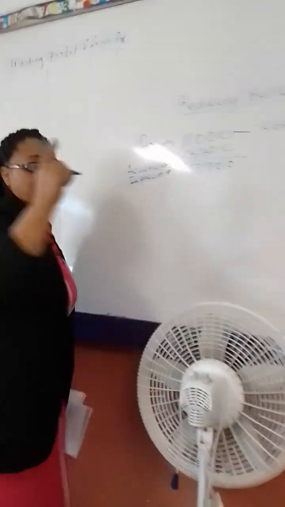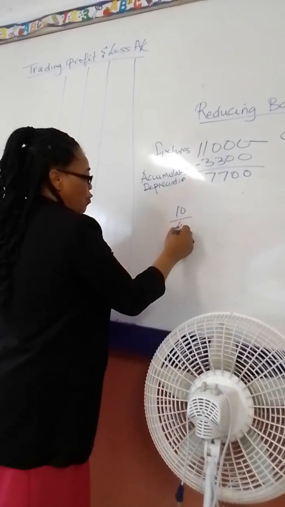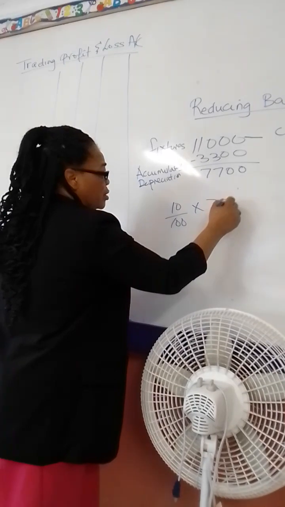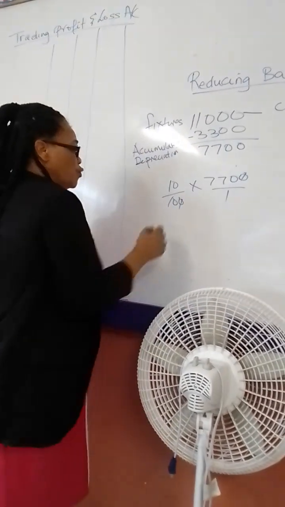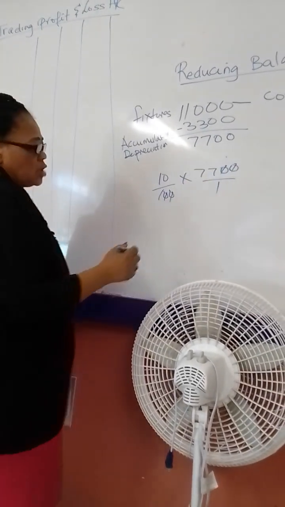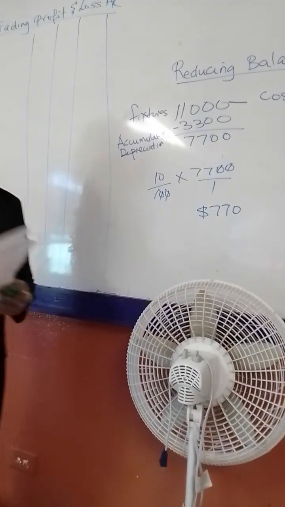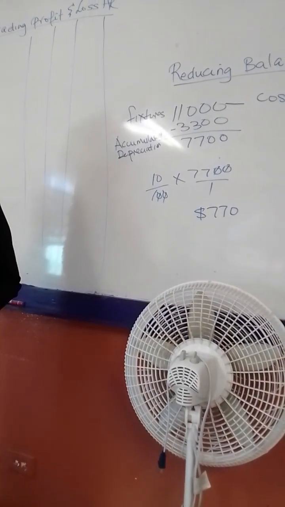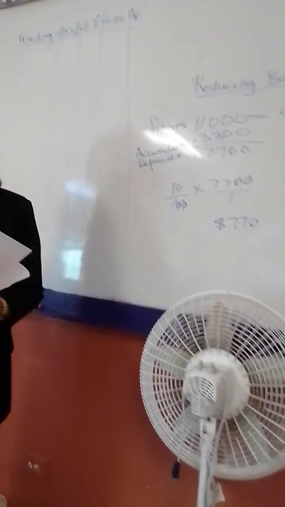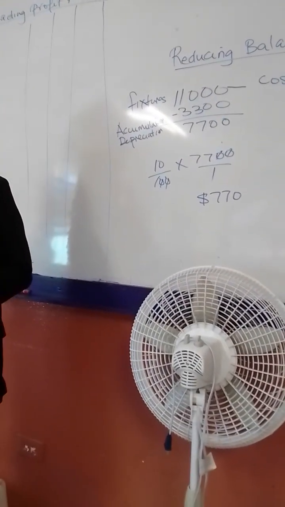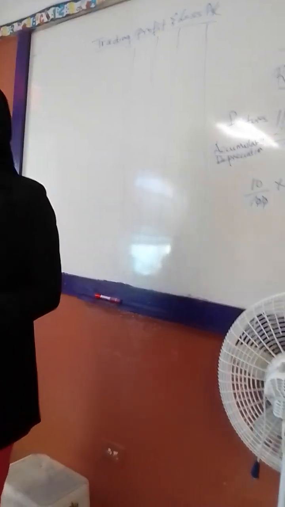7,700. So for this problem, I am now going to find 10%: 10 over 100 times my 7,700, and that's going to give me $770 as my depreciation for this problem. My depreciation on fixtures is $770. It's 10%, and they tell me I'm using a reducing balance basis.